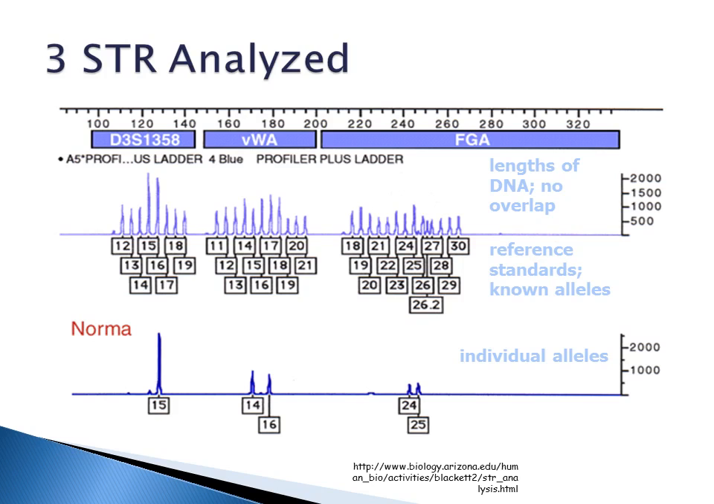The length of the amplified DNA is shown from 100 base pairs to 280 base pairs at the top of the figure. The middle panels with multiple peaks are reference standards with known alleles for each short tandem repeat locus. The alleles for the 3 loci don't overlap. The lower panel shows the alleles for the victim's mother at the 3 loci. These alleles are compared by computer to reference standards, and they're labeled.